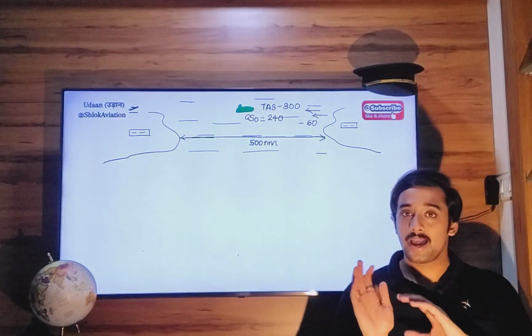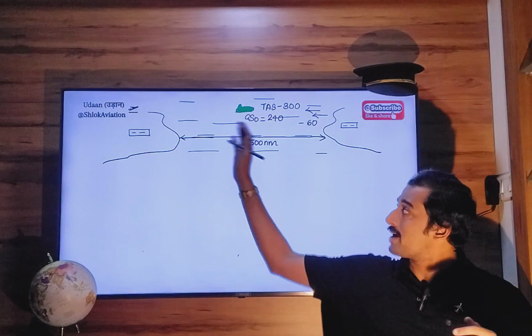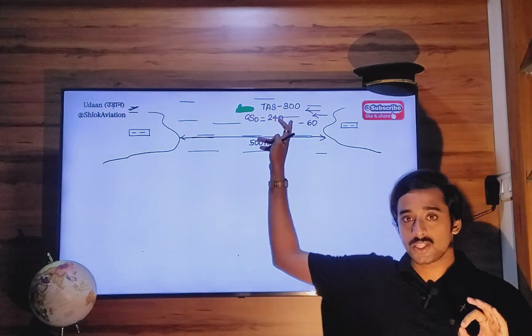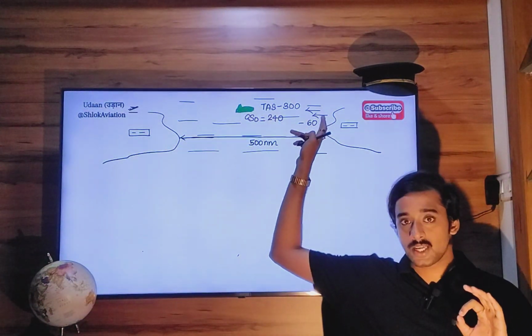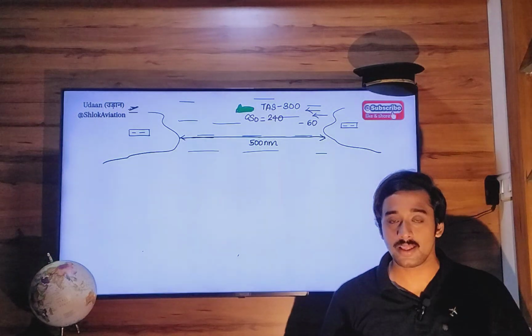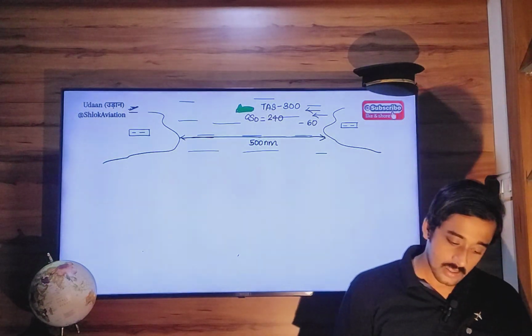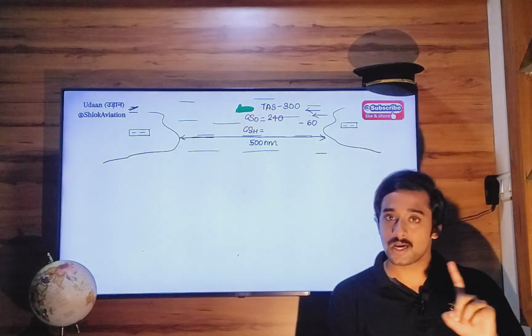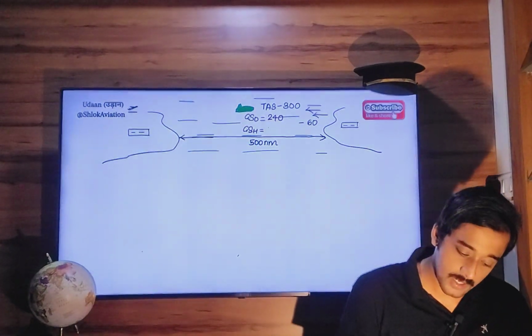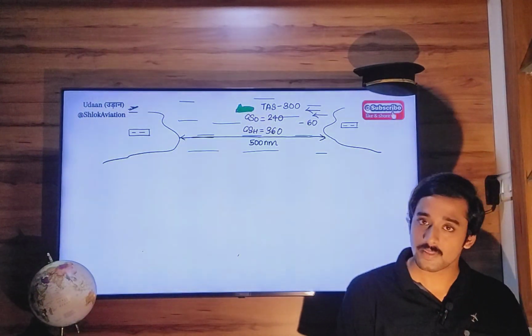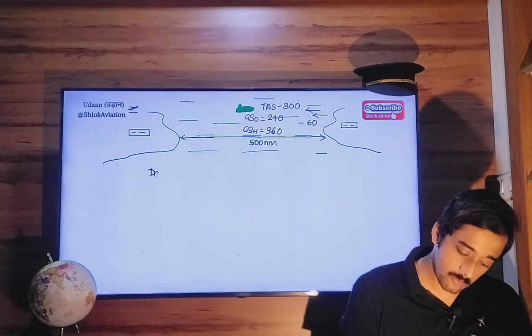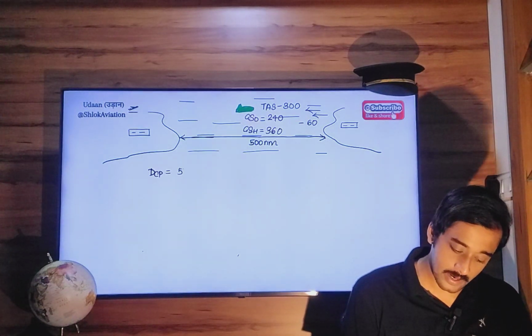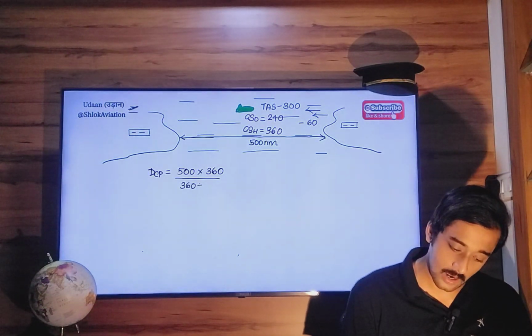Coming back, this same wind, which is a headwind going towards destination, will serve as a tailwind. So your ground speed homebound will be true airspeed plus tailwind. So 300 plus 60, that is 360. Now let's use the formula. Critical point equals 500 multiplied by homebound speed, 360, divided by homebound plus outbound.